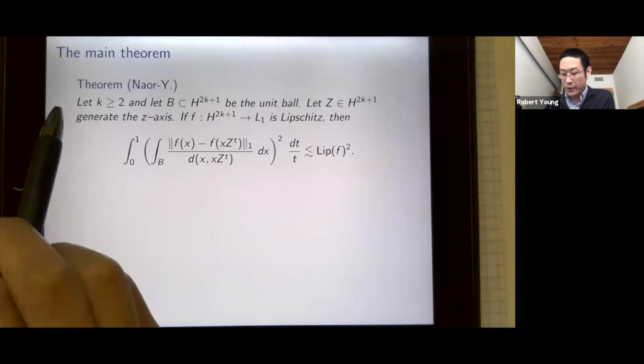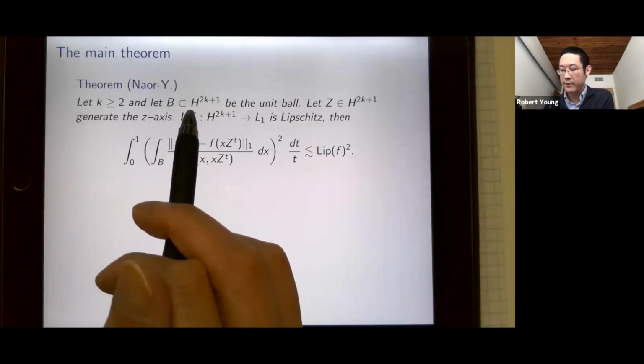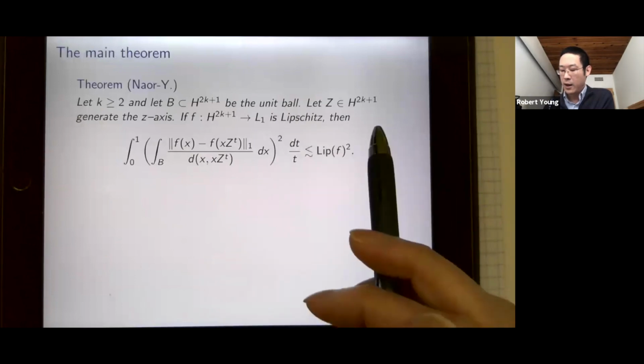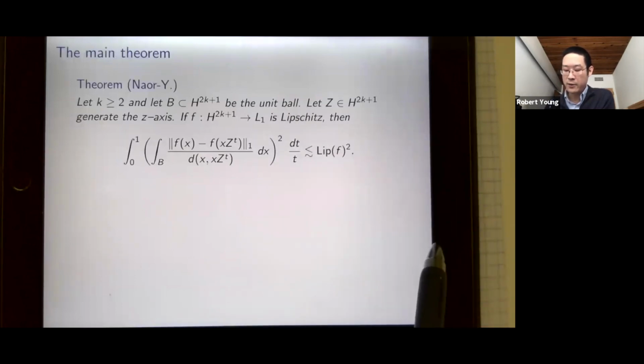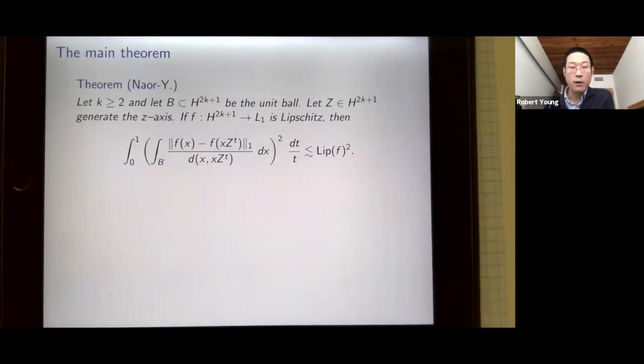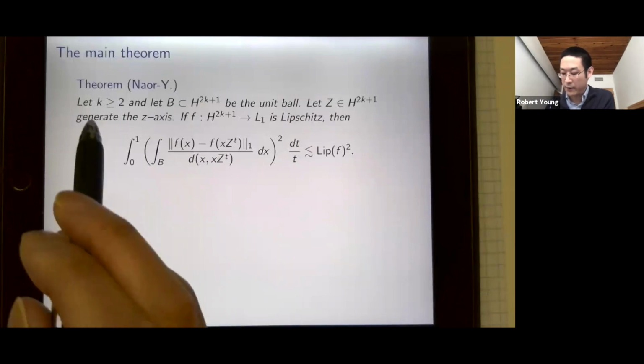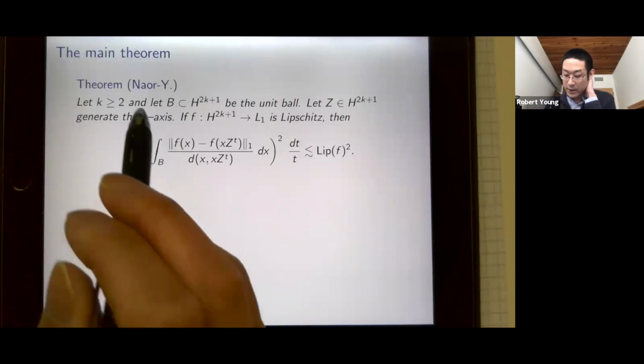So for k bigger than or equal to 2, if B in the 2k plus 1 dimensional Heisenberg group is the unit ball, and Z is the generator of the center, and F is a Lipschitz map, then the following inequality holds. And there's a bunch of stuff going on in this inequality, so let's just unpack this for a bit.